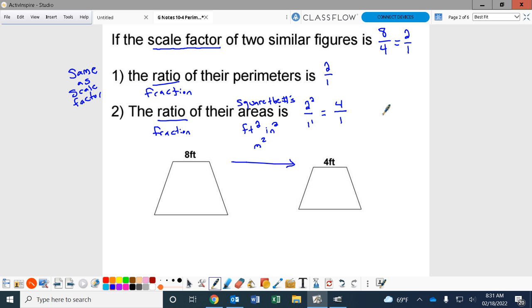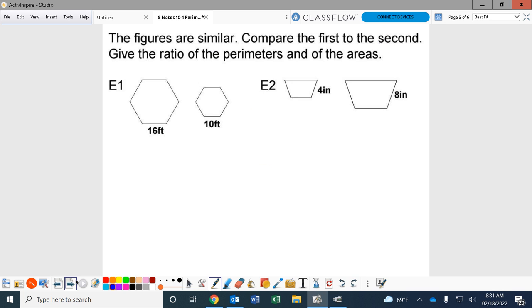Okay, let's go to some problems, guys. Here we go. So your problems are going to look like this. They're telling you the figures are similar, so same shape, different sizes. It says compare the first to the second, so you're going from the left to the right. And you want to give the ratio of the perimeters and the ratio of the areas. Guys, first of all, how many answers are there going to be to this problem?